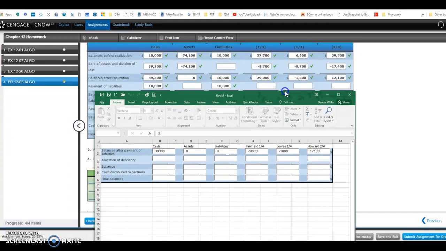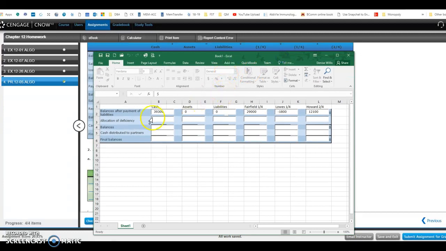Okay, so now let's focus on this. How would we fill it out? Instead of receipt of deficiency, this is an allocation of deficiency. We still have to bring this capital account up to 0, so that'll bring this person's balance to 0 when it's all said and done. But we're going to take this deficiency now and allocate it to Fairfield and Howard.